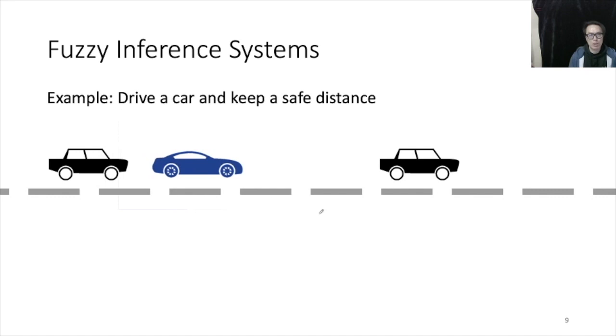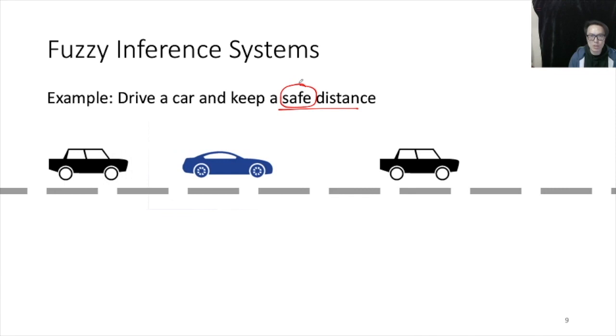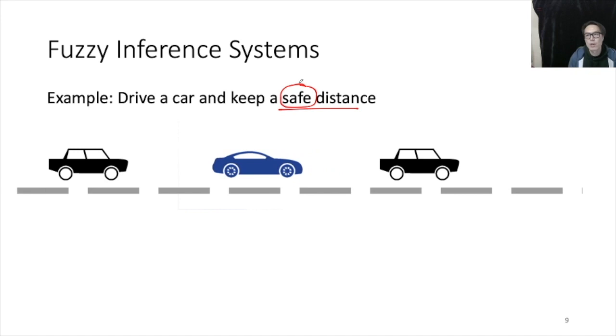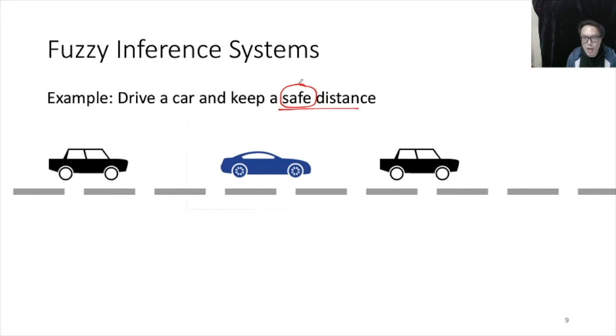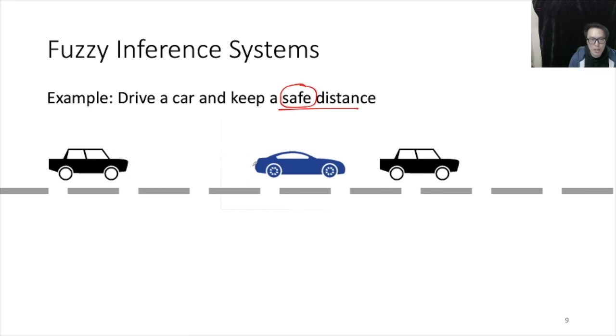Okay, stick to this example. In this example, we are going to drive a car and we want to keep a safe distance. So what does it mean by safe? That is a fuzzy term, and it contains uncertain information. That means different people will have different understanding of that. Different cultures and different regulations will have different definitions for safe distance.